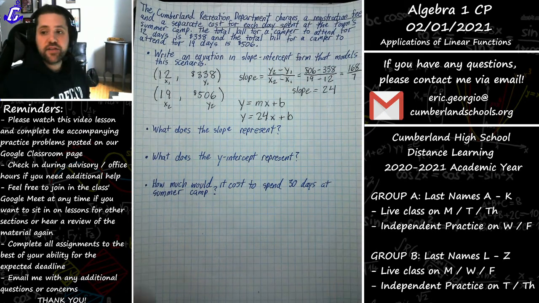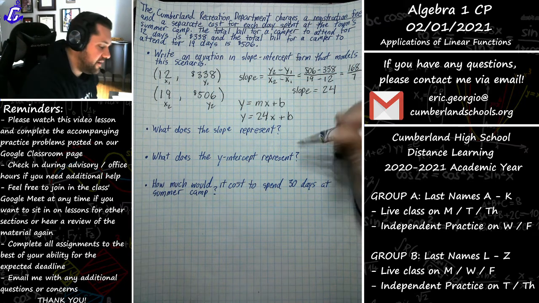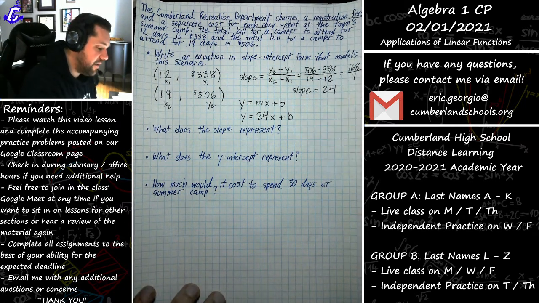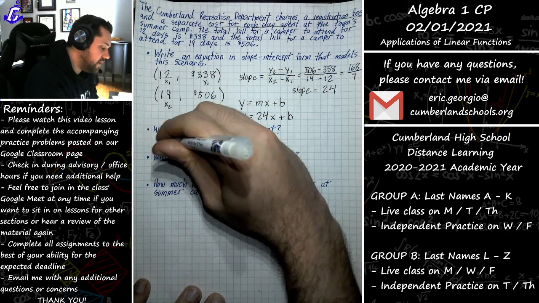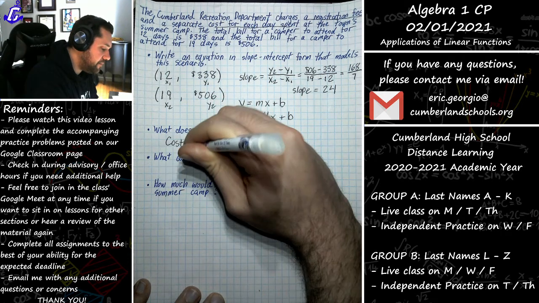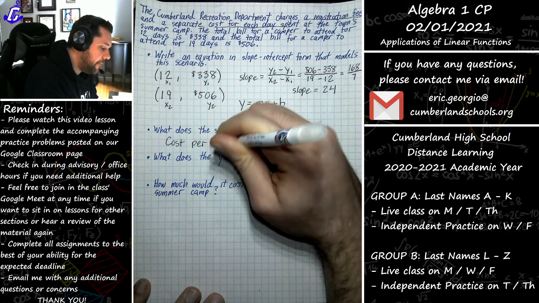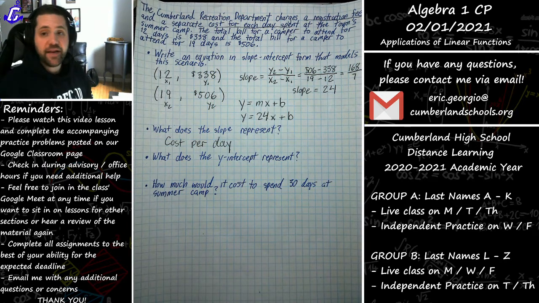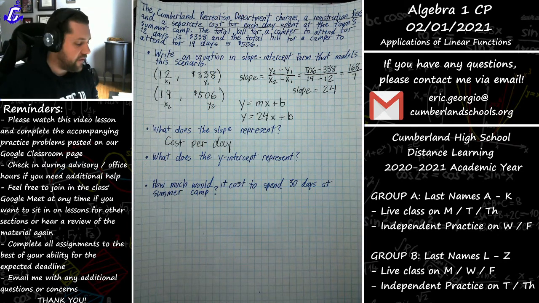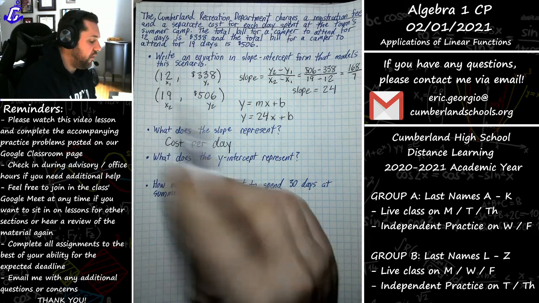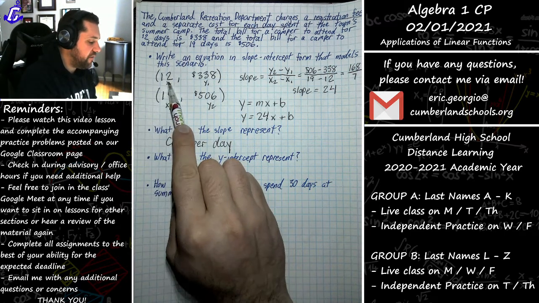So this 24 is the cost per day. And now we can find the y-intercept. The way that we can find the y-intercept, the b value, is to actually just use one of our points here. I'm given a coordinate for x and y here.